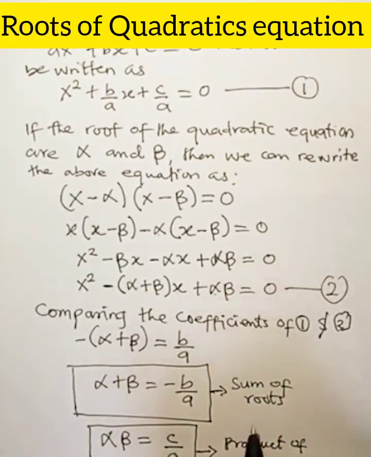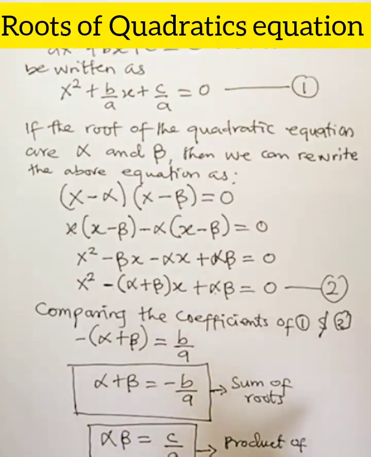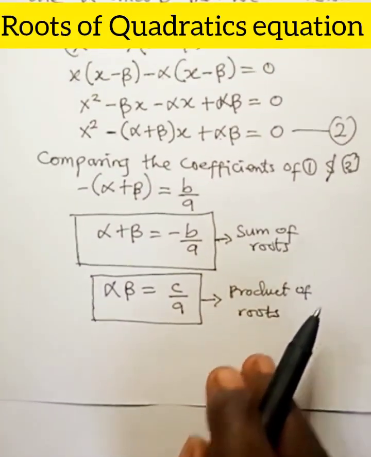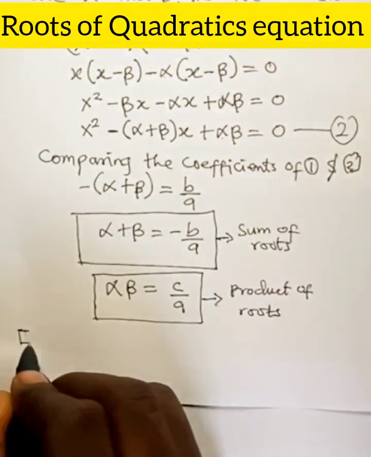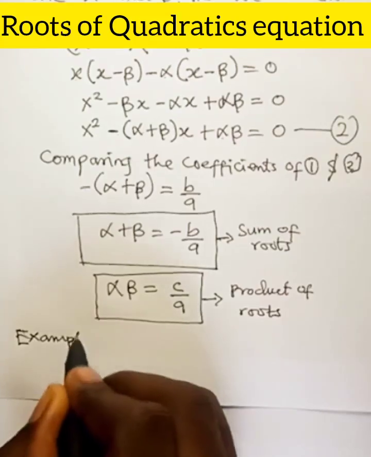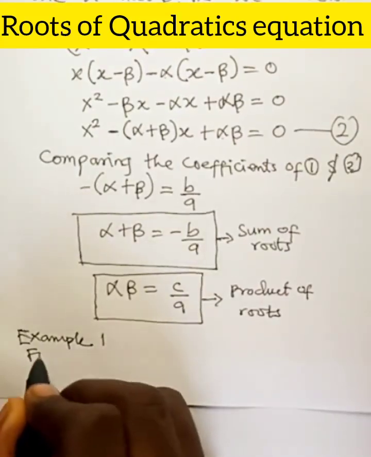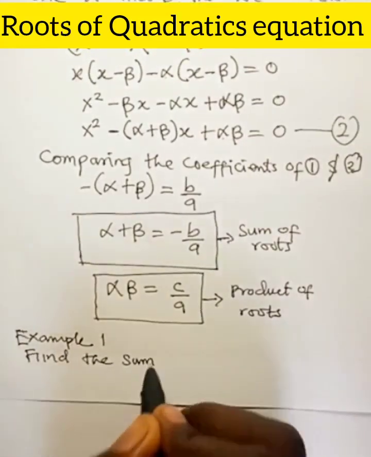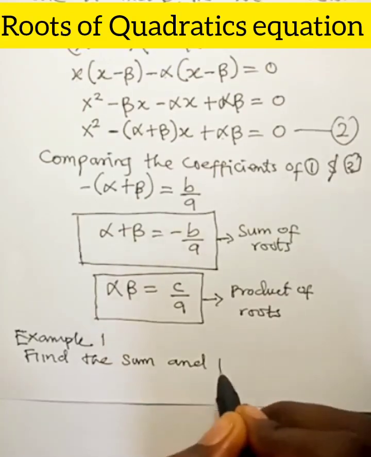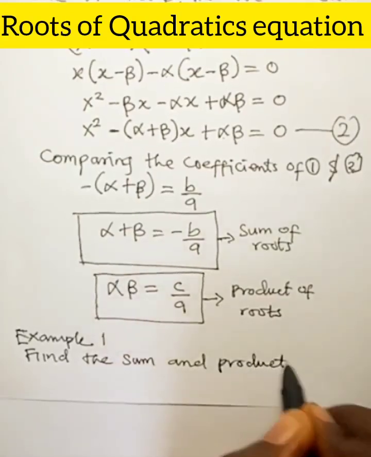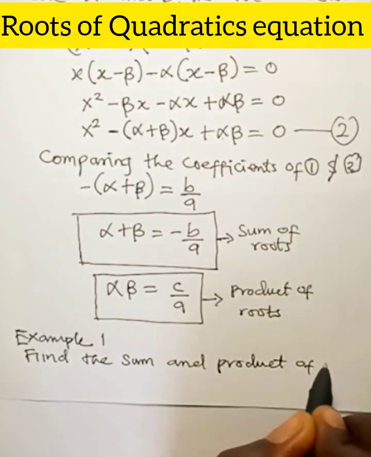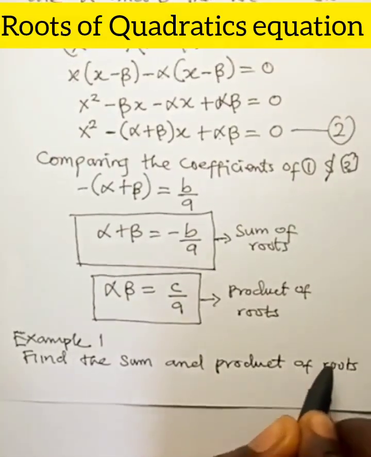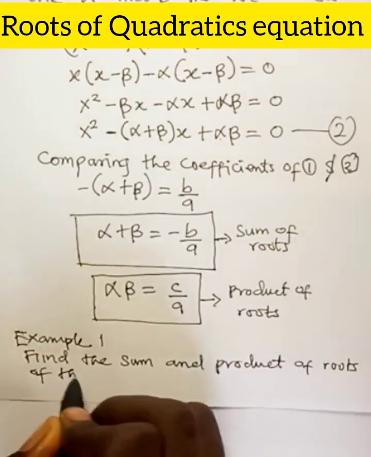So having gotten the sum of roots and product of root, the formula for it, then let's proceed to solve one or two examples. All right. Example 1, find the sum and product of root of the following.